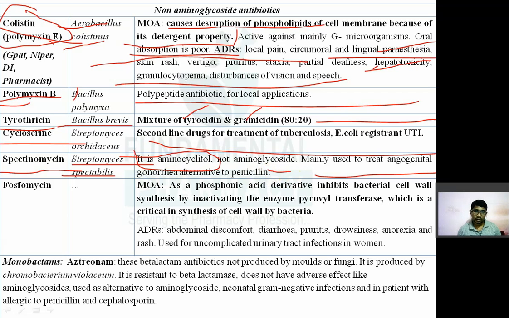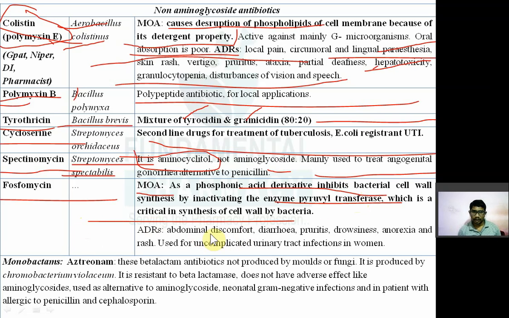Next one is fosfomycin. Look at the mechanism of action. It is a phosphonic acid derivative which inhibits bacterial cell wall synthesis by inactivating the enzyme pyruvyl transferase. This enzyme is very important for the synthesis of bacterial cell wall compounds.